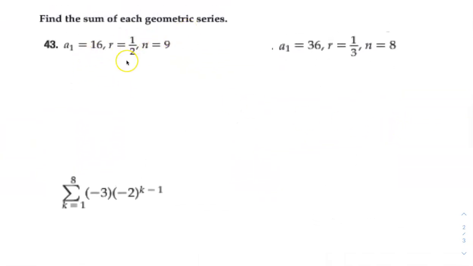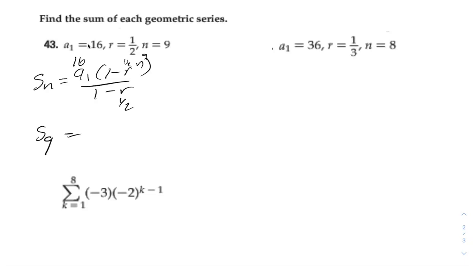So we want to find the sum of the geometric series. So the formula is a1 times 1 minus r to the n, over 1 minus r. So we've got to plug those things in. My a1 is 16, my r is 1/2, my n is 9. So I'm trying to find the sum of the first 9 terms. It's going to be 16 times 1 minus 1/2 to the 9th power, all over 1 minus 1/2. Right? Again, we can leave it like that because that shows me you know what you're doing.